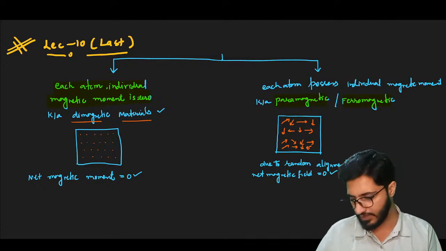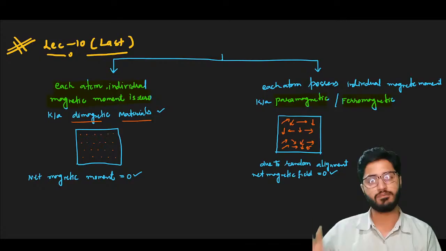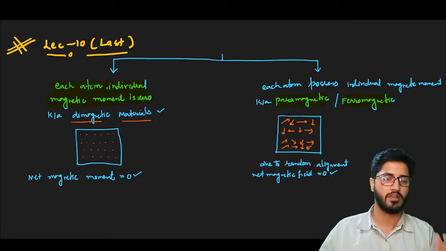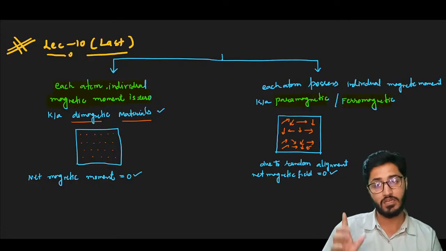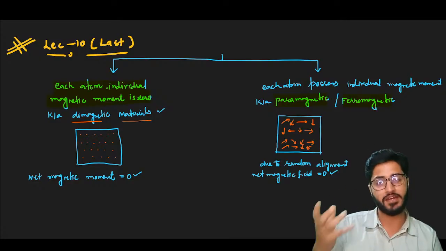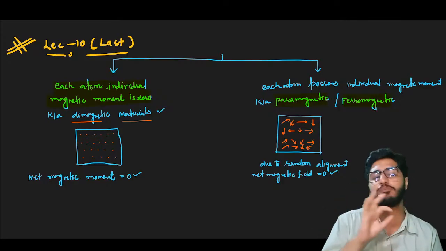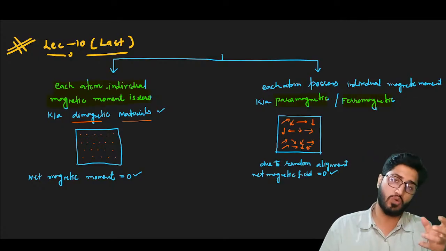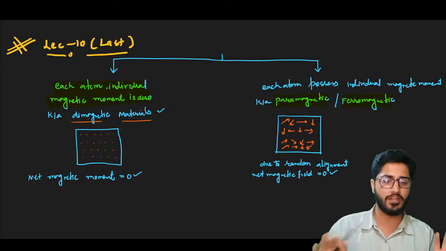Basically, in both the materials, whether diamagnetic, para or ferromagnetic, the net magnetic moment is 0. But if we look at the individual particles, in diamagnetic materials the individual atoms don't possess any magnetic moment, whereas para and ferro do possess their individual magnetic moment, but the net is 0 for both of them.